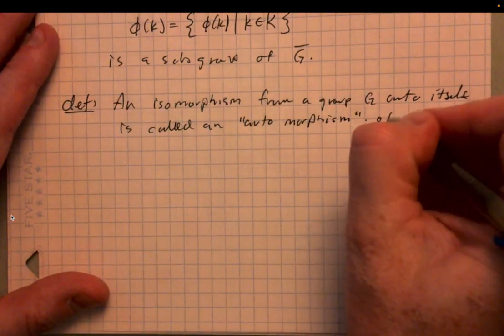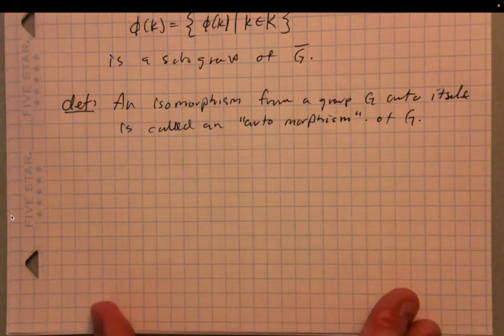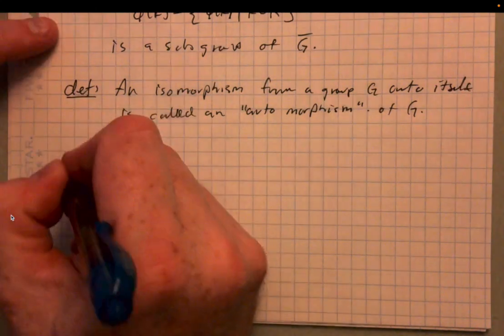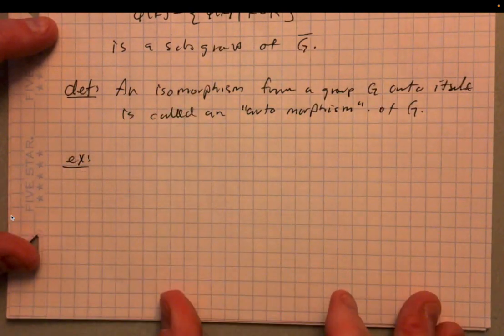And I should say of G, right? So it's an automorphism of G. Basically an isomorphism from G to itself. It's clear that every group is isomorphic to itself. You just have to come up with some isomorphism. It's real easy to do that. You can always just use an identity isomorphism. Okay, let's do an example that isn't a trivial one.